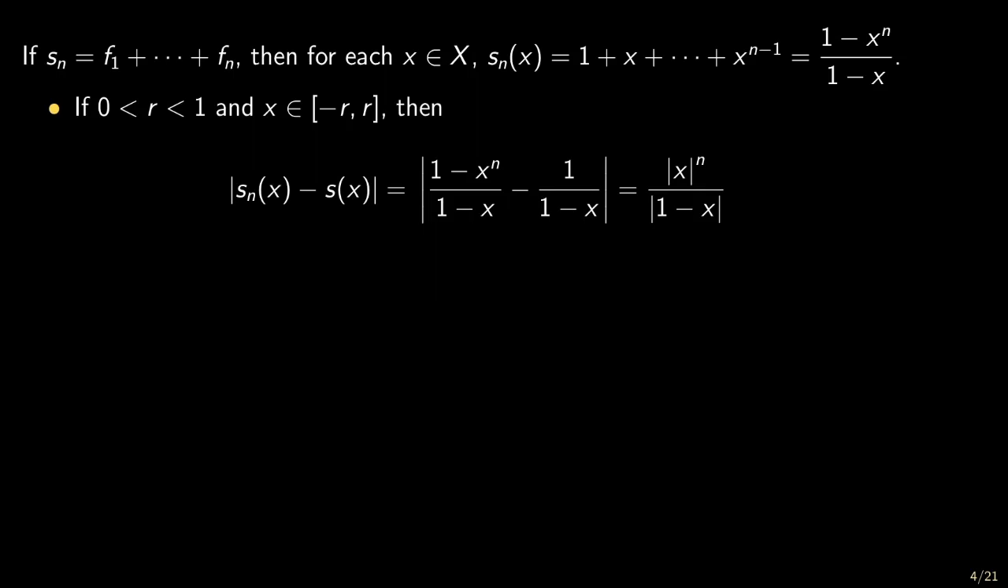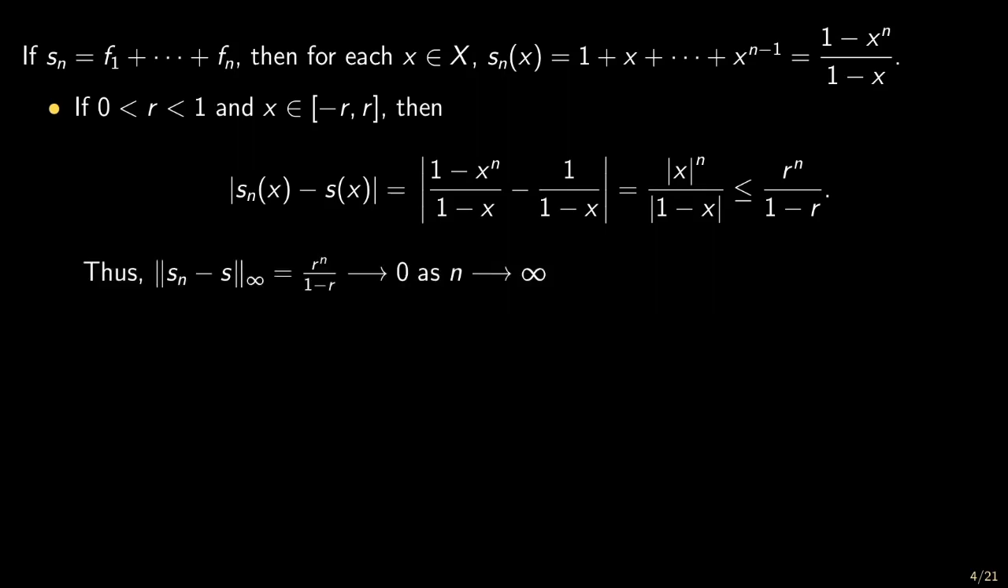We would like to know when this expression is largest in this interval. As we can observe, this fraction is largest whenever the numerator is the largest and the denominator is the smallest, and that can be achieved whenever x is equal to r. Therefore, this expression is less than or equal to r to the n all over 1 minus r. Take note that r is less than 1, that's why you can remove the absolute value symbol there.